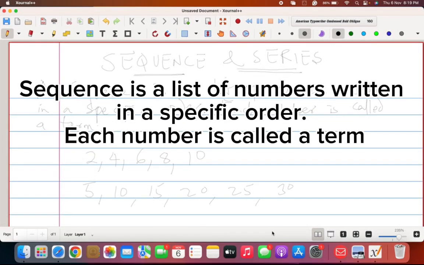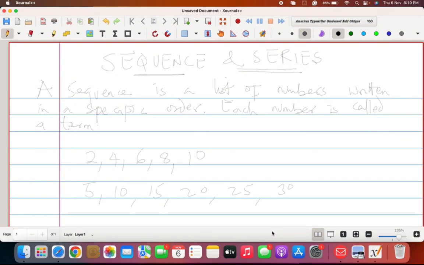So in today's class, we want to talk about sequence and series. Sequence is basically a list of numbers written in a specific order. Each number in a sequence is called a term, right? So we have two major types of sequence, the AP and the GP. So the next voice you're going to hear is voice for the class of AP.